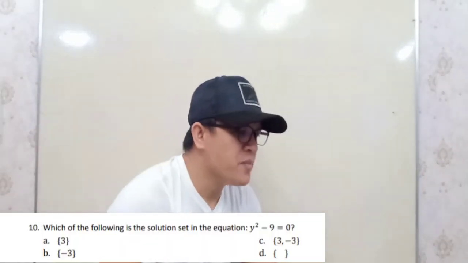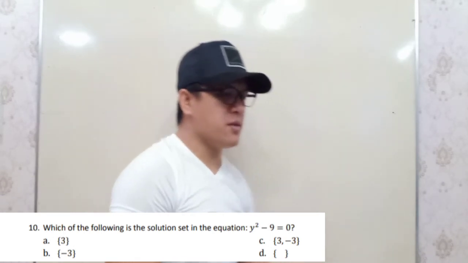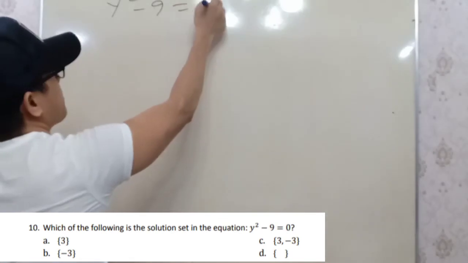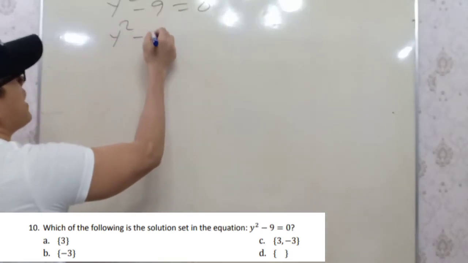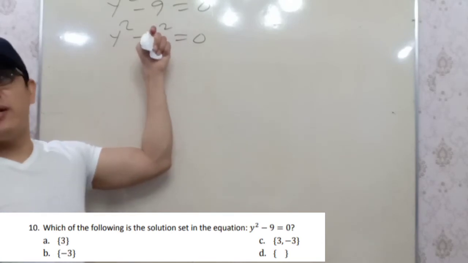Okay, number 10. Which of the following is the solution set in the equation y squared minus 9 is equal to 0? Okay, there we go. y squared minus 9 is equal to 0. This is y squared minus 3 squared is equal to 0, right? Kasi 9 is equal to 3 squared or 3 times 3.